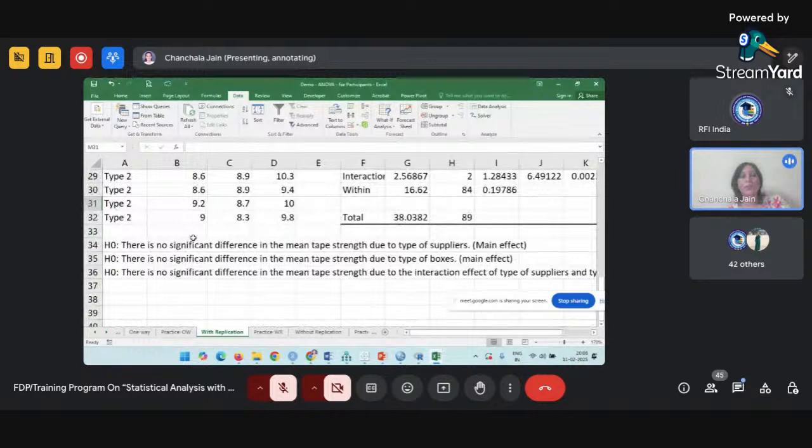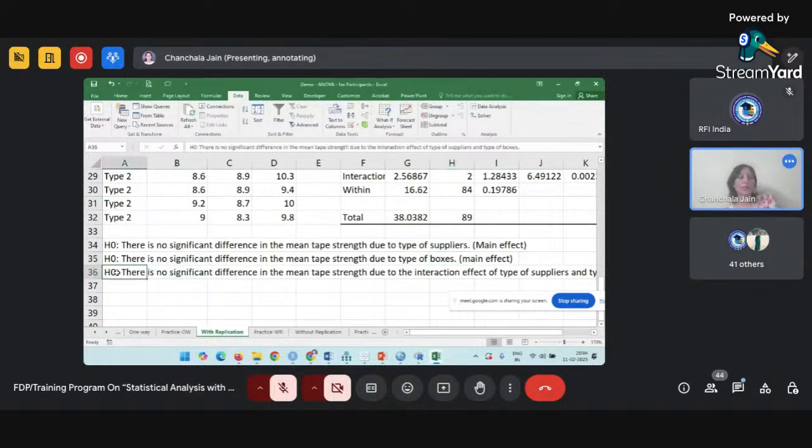So we will conclude there is a significant difference in the mean tape strength due to the type of suppliers. Means when you are changing the supplier, it might be possible from each supplier we are getting a different mean tape strength, right? So supplier is impacting the mean tape strength. Second, again we are rejecting this, so we'll conclude there is a significant difference in the mean tape strength due to type of box. So when you are considering type 1 box or type 2 box, there is a difference in the mean tape strength. So it is also impacting, right?